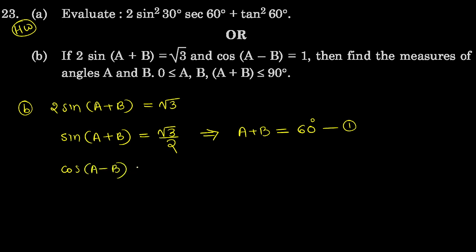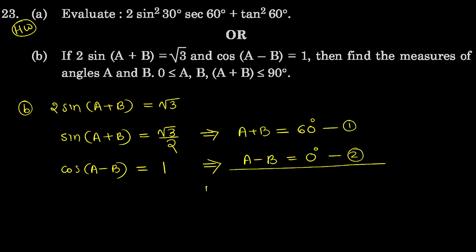We have another equation, cos A minus B equals 1. You have studied that cos 0 equal to 1. So A minus B must be equal to 0 degree. Equation number 2. We have to solve for A and B. From 1 and 2 we can solve A and B.